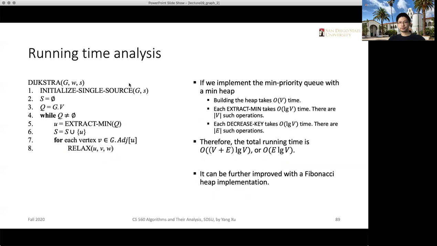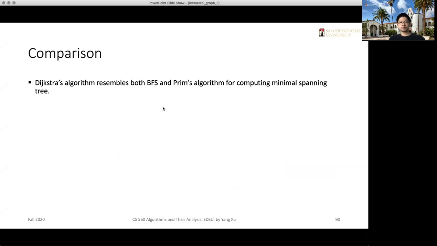All right, and it can be further improved with a more efficient Fibonacci heap implementation, for example, instead of the minimal heap. Okay, so lastly, I would like to draw some comparison of Dijkstra's algorithm with the previous basic graph algorithms. For example, breadth first search and Prim's algorithm. Prim's algorithm is for computing the minimal spanning tree.